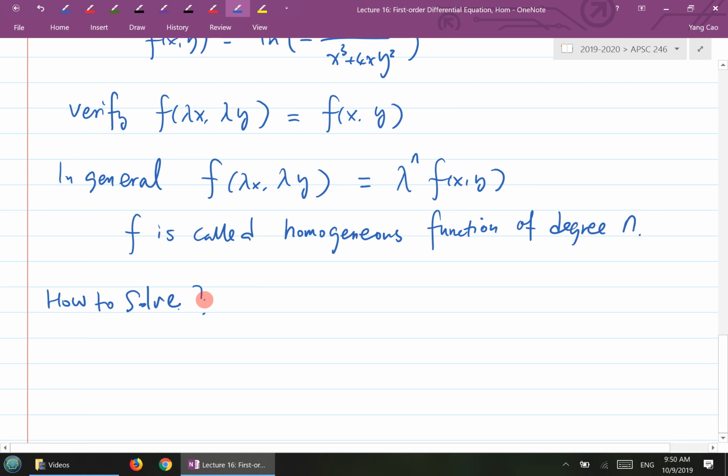So I'm going to use an example here to go through this solution.